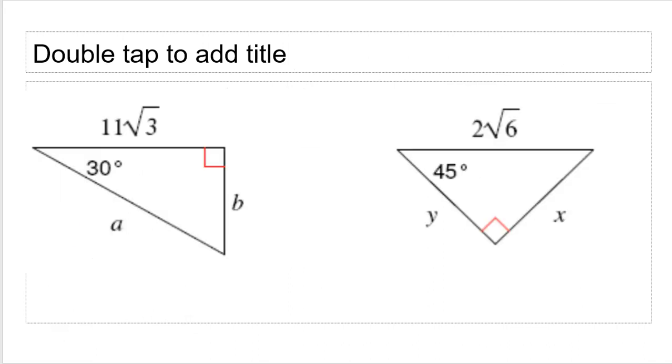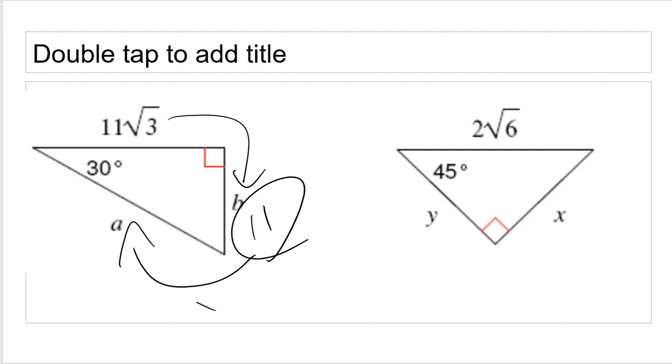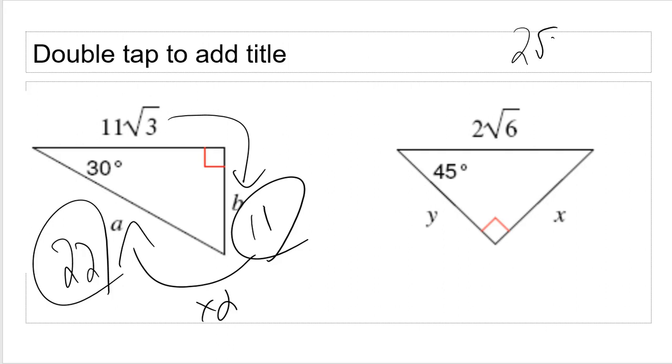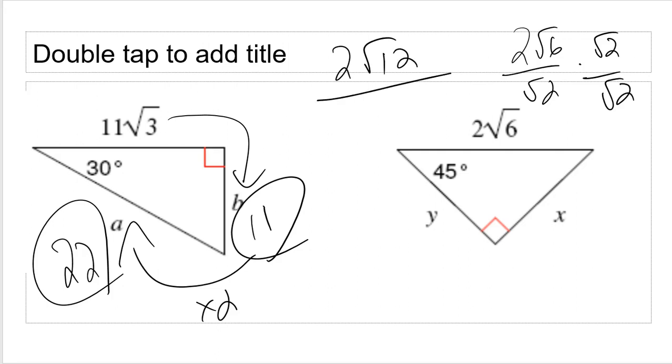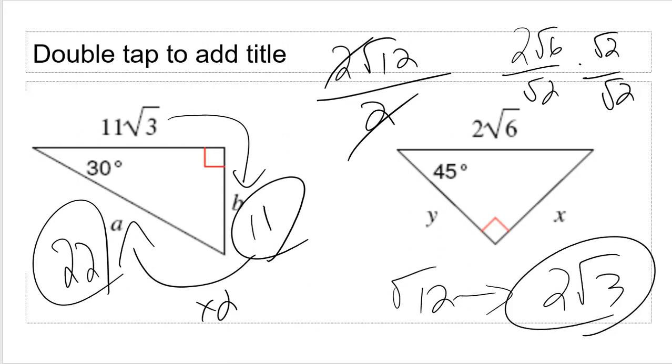Alright, last example. 11 root 3. To go from here to here, you just erase that root 3. Go from here to here, you just multiply by 2. So this one, 2 root 6, you divide by root 2. You're going to get 2 root 12 all over 2. These 2's cancel out. I'm left with root 12, but it would be nice if you simplified that down to 2 root 3. Both of them. I think we did that example earlier. All right.